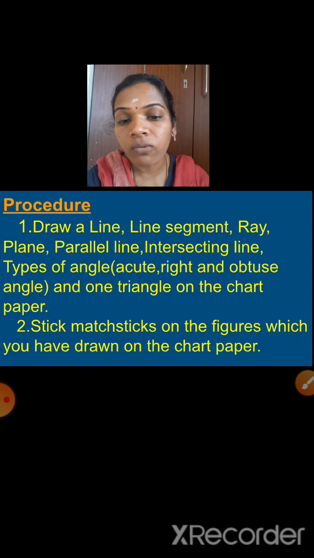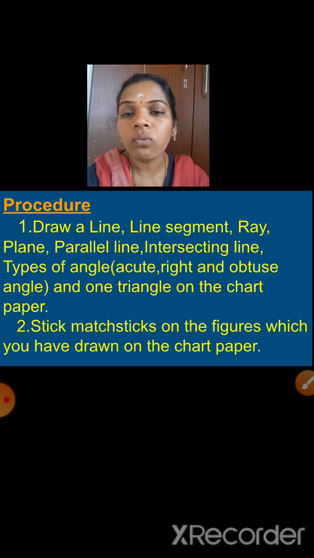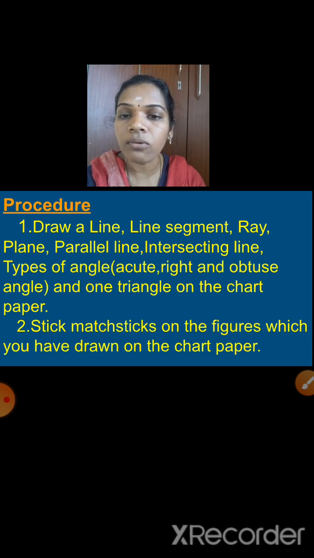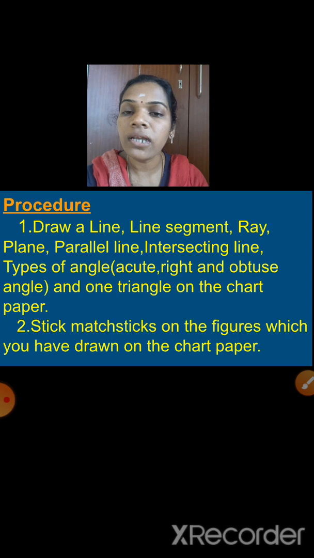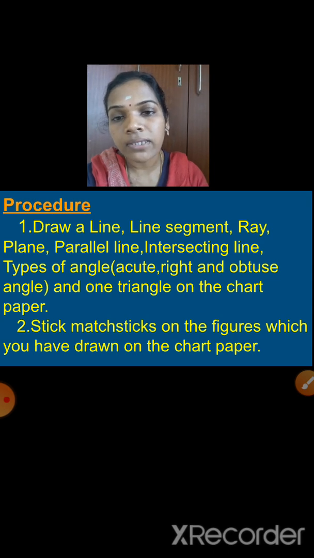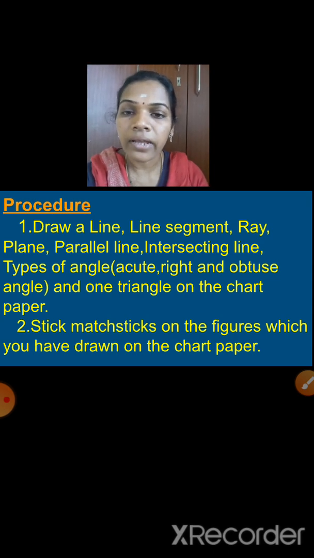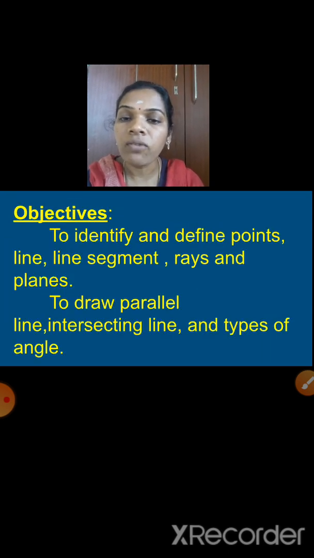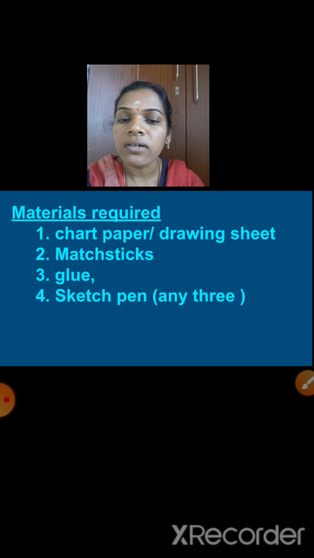And afterwards what you have to do? Stick matchsticks on the figures which you have drawn on the chart paper. Children, take one chart paper or drawing sheet. First you have to write the heading, basic concepts in geometry. Next you have to write objectives. Afterwards you have to draw.